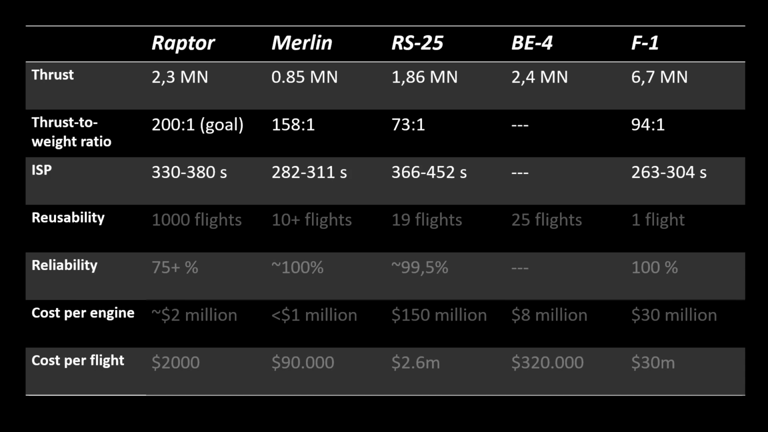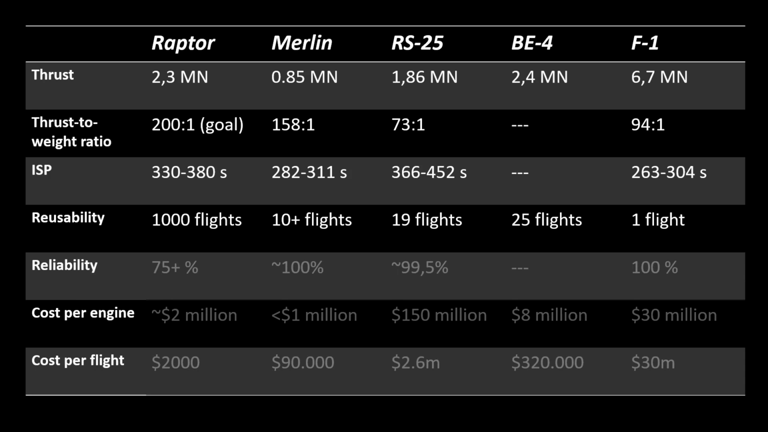The F1 actually has a pretty high ISP for an RP-1 engine, with 263 seconds at sea level and 304 seconds in space. The stats of the BE-4 are again unknown so far. But apart from those basic stats, there may be some other stats that are not so easy to define just on paper, but are rather based on real-life performance.